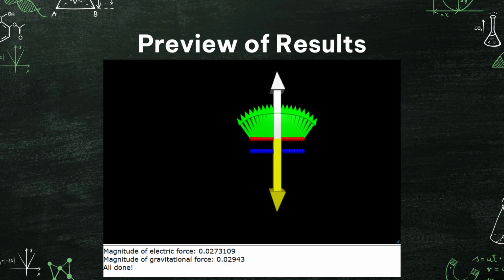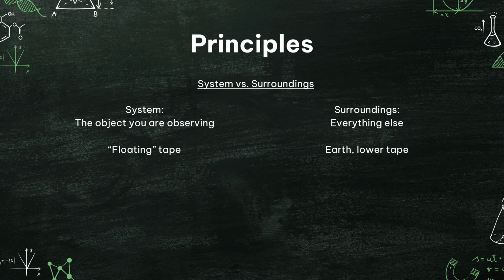Here's a preview of the coding output, which shows the force of gravity going down, all of the forces of the electric field going up, and the total electric force going up as well. One of the principles within this lab is system versus surroundings. A system is the object you're observing, which is the floating tape, and the surrounding is everything else, which is both the earth and the lower tape.